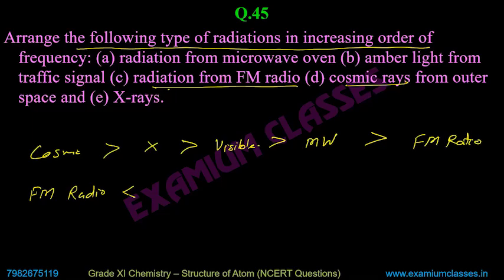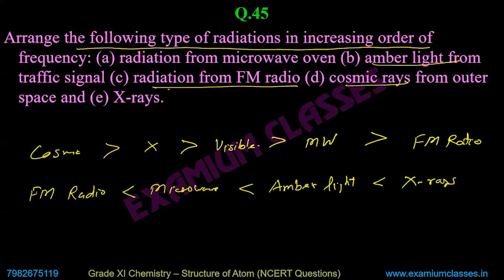So change the symbol. Microwave, then amber light, visible region. But don't write visible region because it is given as amber light. And then X-rays, and then cosmic. This is logically correct because the question is asking in increasing order. Although both answers are correct in the sense that the greater than, less than sign is in the right sequence, this is a better way.